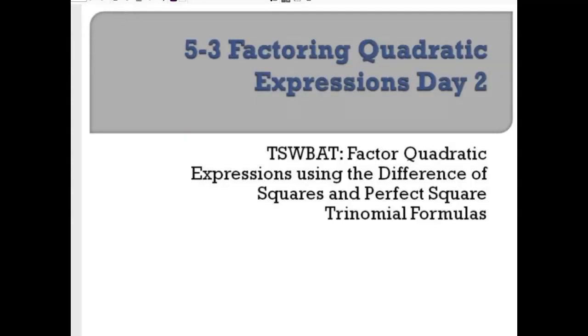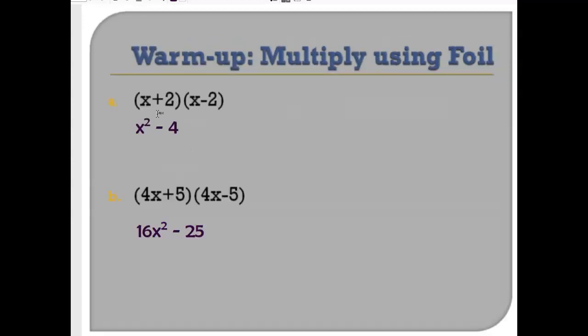So today we are on part 2 of factoring quadratics, and today you will be able to solve quadratics by using two special formulas. One of those formulas is called the difference of squares, and the second formula is called a perfect square trinomial. In the previous example, our answers upon FOILing gave us two examples of difference of squares.